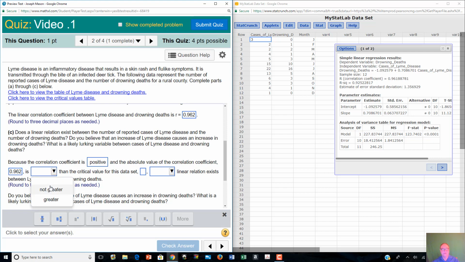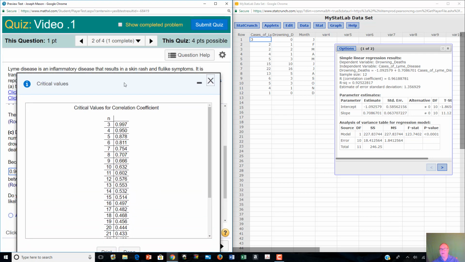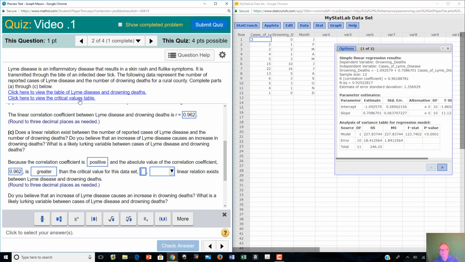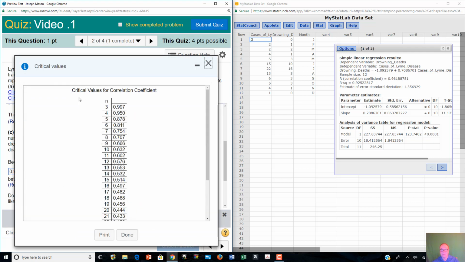Is it greater than the critical value? Well, I don't know. Let me go up here, view the critical value. So if I go under my critical value tables, the sample size was 12. I can get it here, or I can look over here. So up here, the sample size is 12, so I go down the chart to 12. The critical value is 0.576. Well, the absolute value is definitely greater than that. So it's greater than the critical value for this data set. Now they want to know what that critical value was. So I go back to the table. It was 0.576.